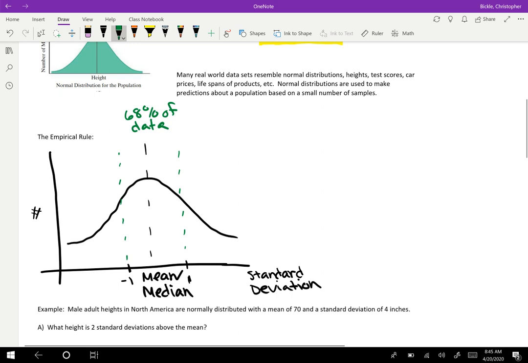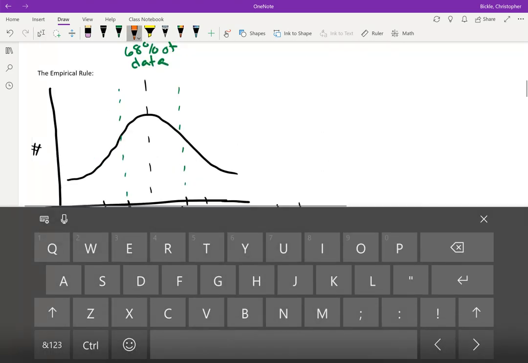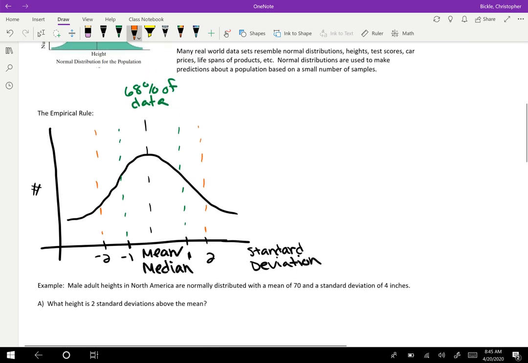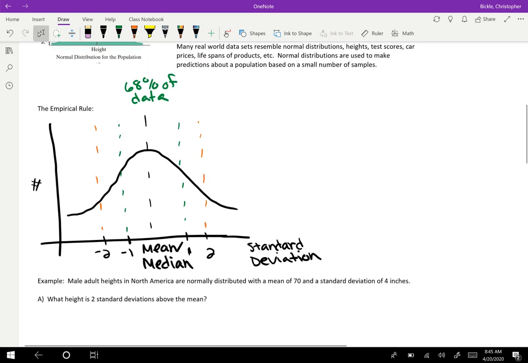That's above and below. If we continue that out, we go to 2 above and 2 below. Go in a different color here. Sorry, guys. So if we look 2 below and 2 above, and I'm going to go in a different color and write it over here, 95% of the data is going to fall within 2 standard deviations of the mean.